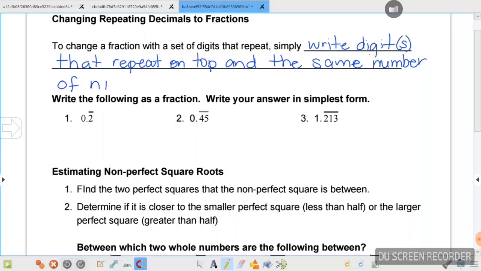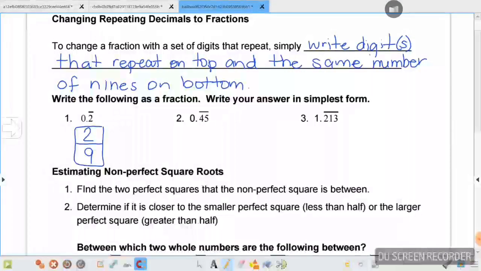Of nines on bottom. Alright, so here we have 2. 2 is what repeats, so that goes in the numerator. It's one digit that repeats, so 1 nine in the denominator. It cannot be reduced because we're going to write our answers in simplest form.